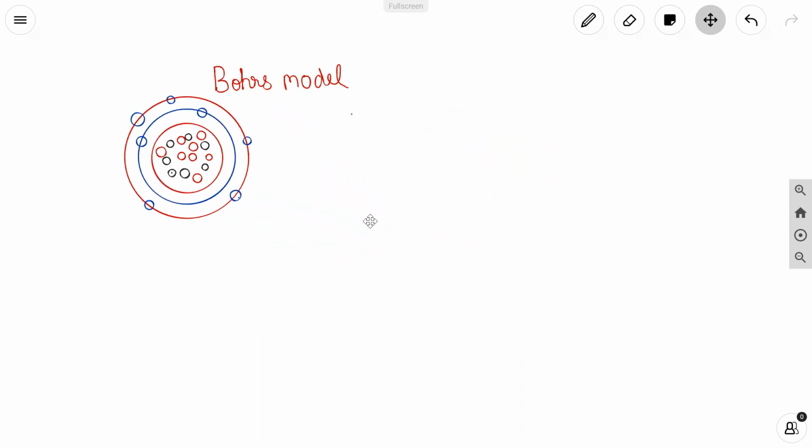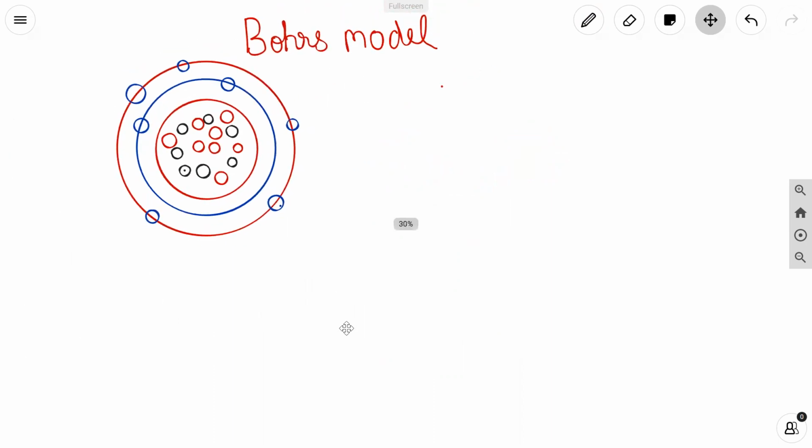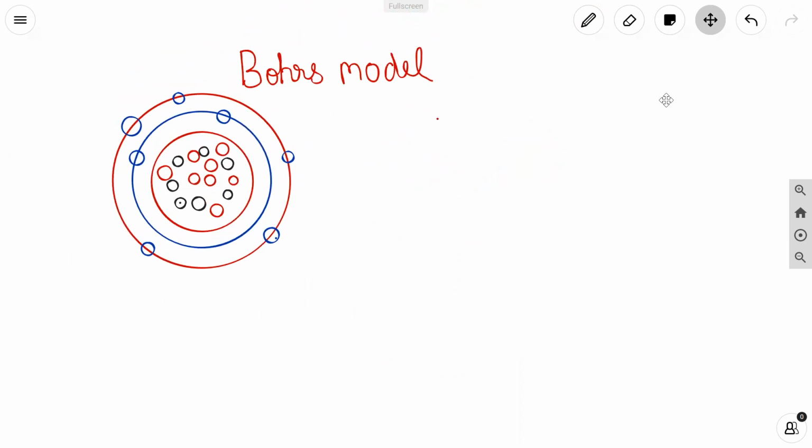So this is the Bohr's atomic model, and all of us already know it. If you don't know this, then I think you wouldn't have paid attention in class. But basically, this is the Bohr's atomic model. In that we have the electrons revolving in orbits around the nucleus. The nucleus consists of protons and neutrons.